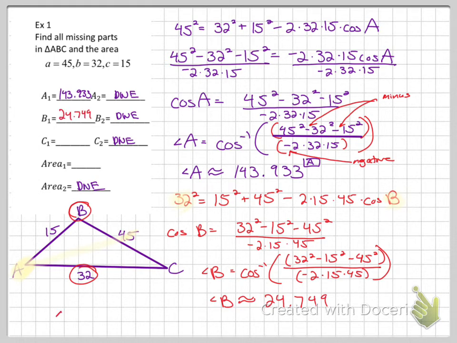Good news is to get angle C, I just do triangle sum. I should probably store that in B, right? 180 minus button A minus button B will give you C.